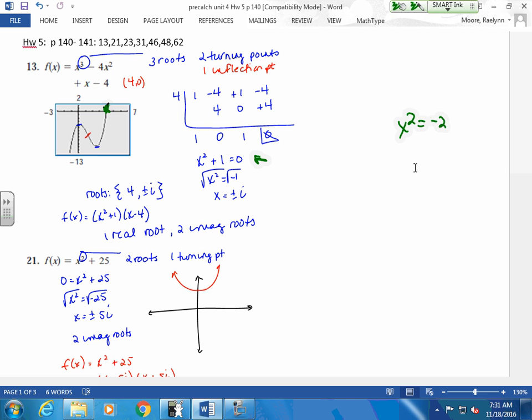Is everybody okay with taking out the -1 for i? Did you guys do the imaginary numbers last year? Okay. So when I'm here, I can't take the square root of a negative number, and radical -1 is the i. So we're just going to say, don't forget the plus or minus, and those 2 imaginary roots are plus or minus i. Okay, so we have 1 real root, 2 imaginary roots.